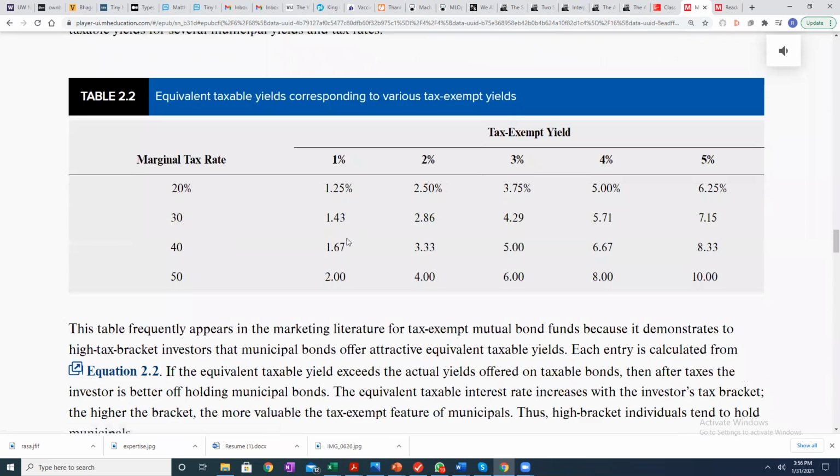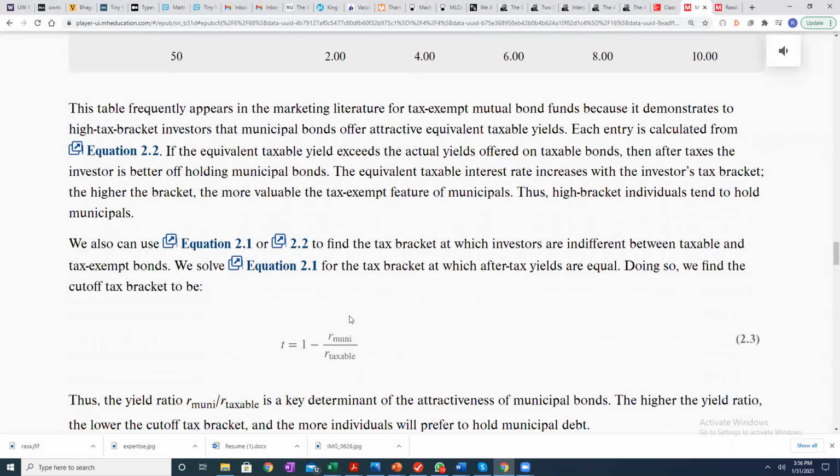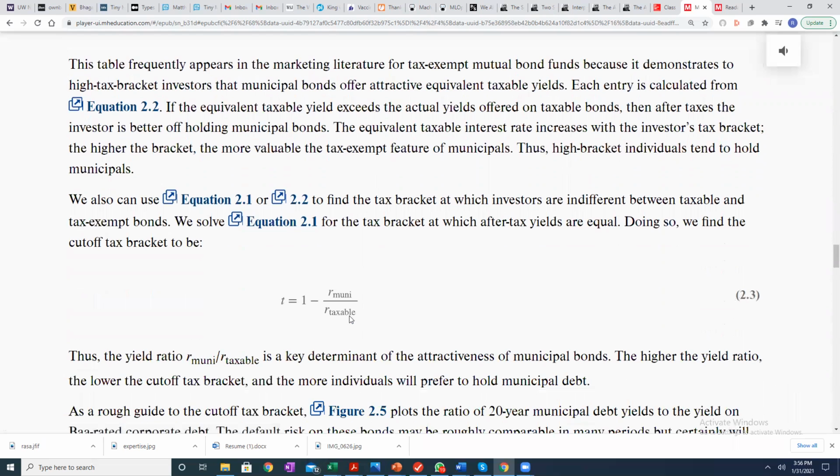Equivalent taxable yields corresponding to various tax-exempt yields. So for a marginal tax rate of 20%, the tax-exempt yield is given in the table here. Marketing literature for tax-exempt Muni bonds shows this table frequently, to entice people to buy Muni bonds, which are targeting people in less tax rates.